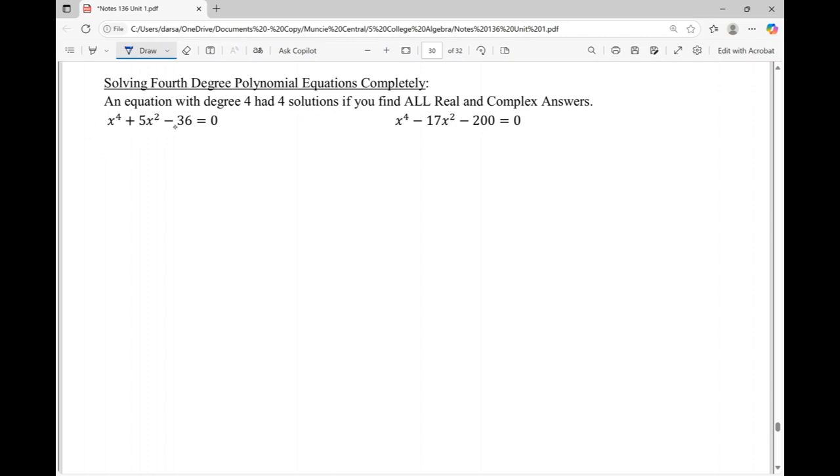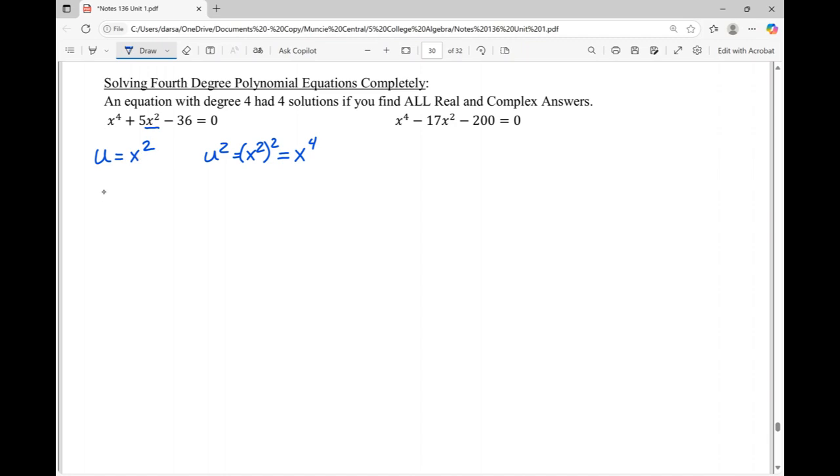So remember, this is quadratic-like, so it's in that form of bump plus bump equals 0. The thing sitting next to the b in this case is x squared, so we're going to set u equal to x squared. And if u is equal to x squared and we square both sides, then u squared must be x to the fourth. So anywhere I see an x to the fourth, I can put in a u squared. Anywhere I see an x squared, I can put in a u.